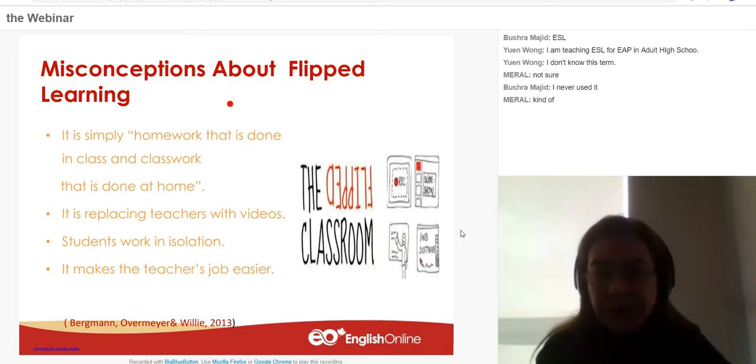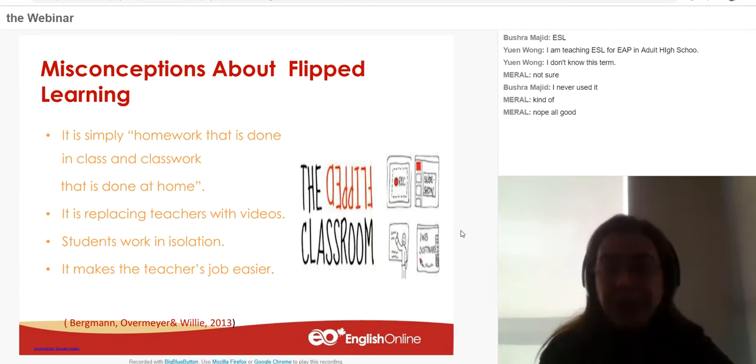So do you have any questions or comments regarding this? This is flipped learning, generally speaking, which can be applied in different contexts, can be applied in K-12, so elementary, middle, high school, can be applied on post-secondary level, graduate level. Okay, great.